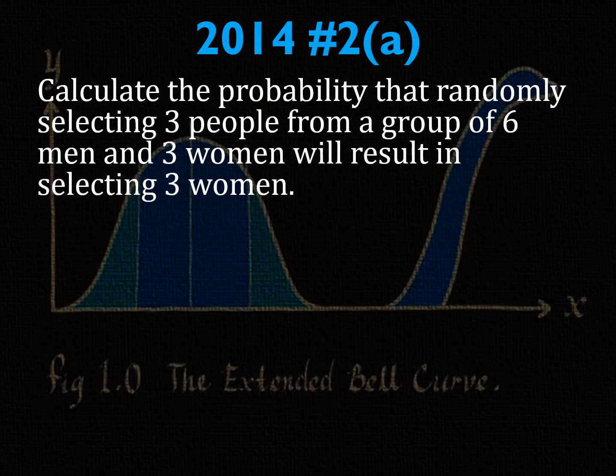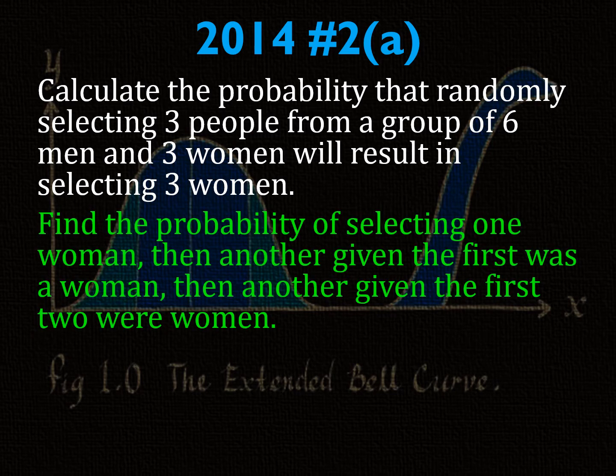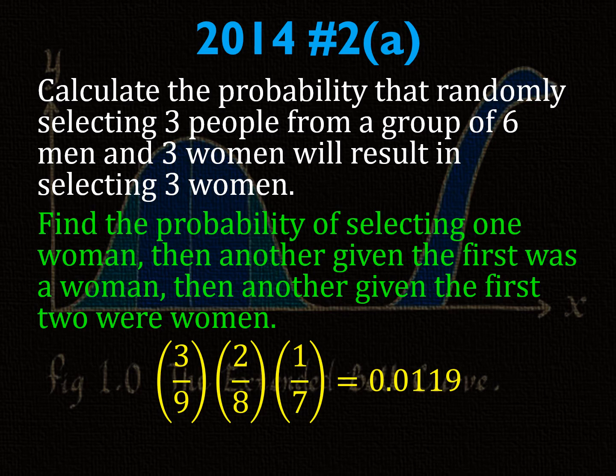Part A, calculate the probability that randomly selecting 3 people from a group of 6 men and 3 women will result in selecting 3 women. So what you're going to want to think about is what's the probability of the first person selected being a woman, then another woman is selected, then a third woman given that the first 2 women were selected. So the first woman's probability is 3 out of 9. After the first woman is selected, 2 out of 8 are women, and after the second woman is selected, only 1 out of 7 is a woman. So multiply 3 9ths times 2 8ths times 1 7th, and the probability of getting 3 women at random is 0.0119.